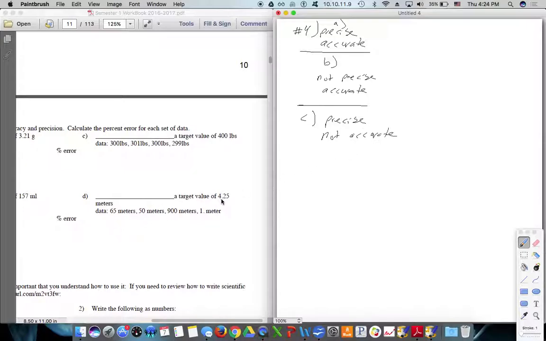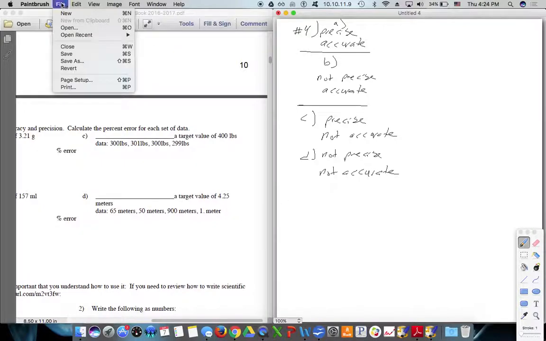Last one, 4.25 meters is what we're looking for. 65, 50, 90, sorry, 900, 1. That is not precise. Not accurate. Let's go back and do some percent error work. So I need a new page here.